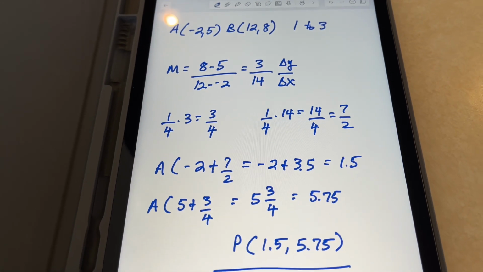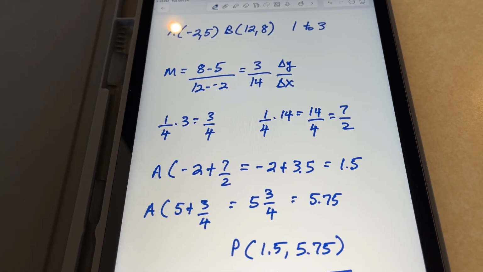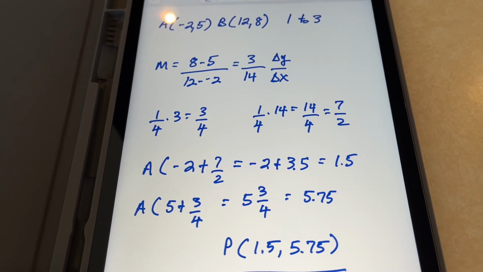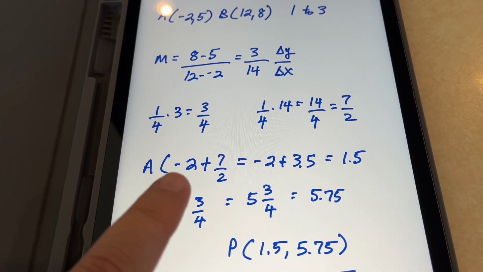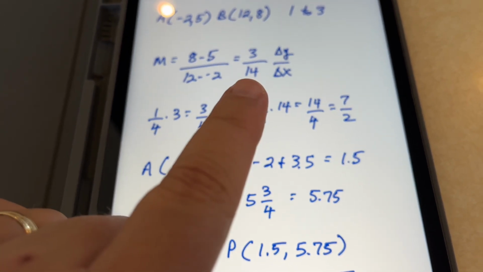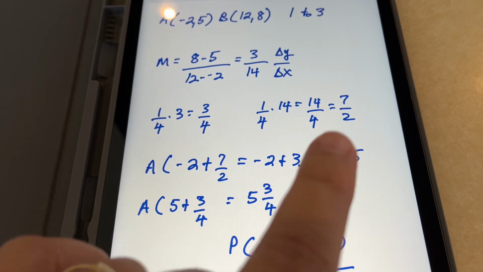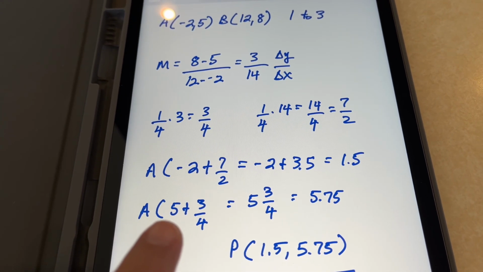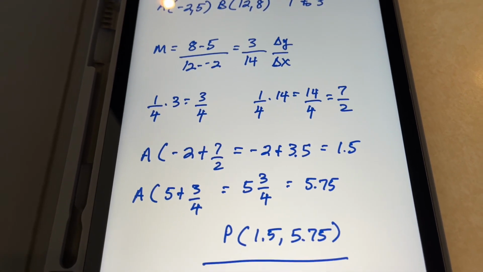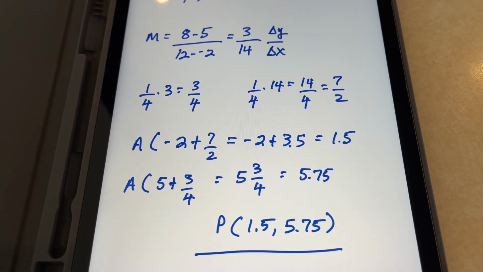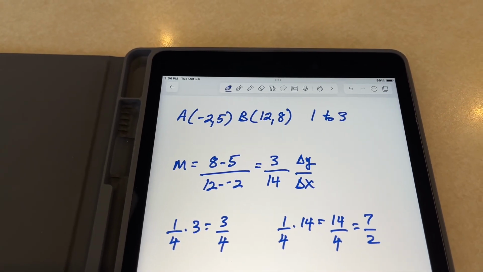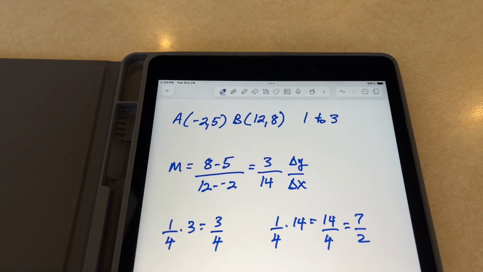So review those steps. You may have to watch this video a couple times so that you see what we're doing. So we're adding to the x value the 1/4 of this x value here, which was 7/2. And to the A point's y value of 5, we're adding 3/4 from this right here to get 5.75. So point P is the point that segments that segment in a 1:3 ratio.